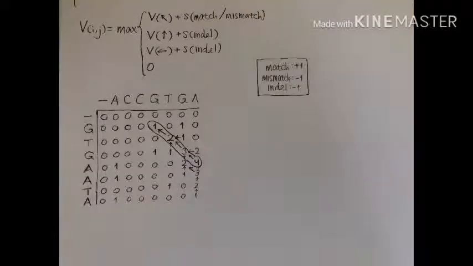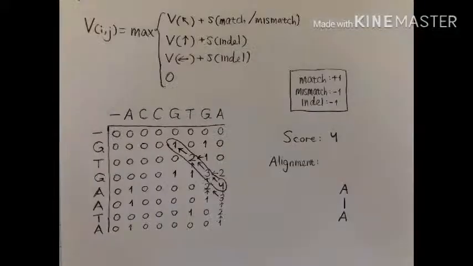Once we're done with the table, we can look for the highest number in it, which in here is a 4, and we can backtrack from that 4 along the arrows and get our alignment. So the alignment score is the highest number in the table, which again is the 4.